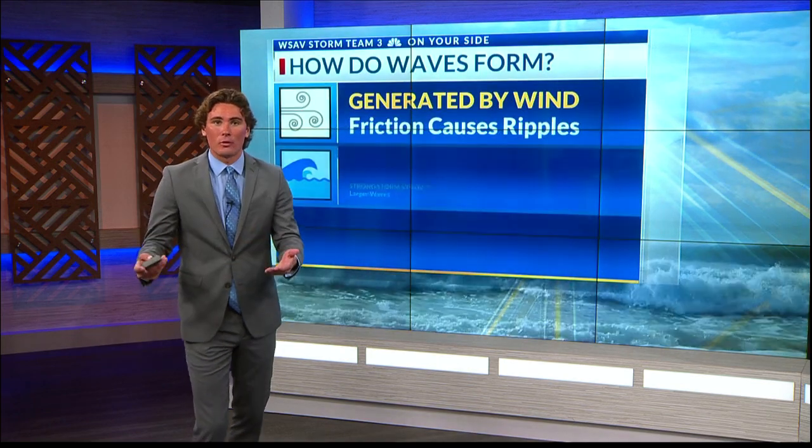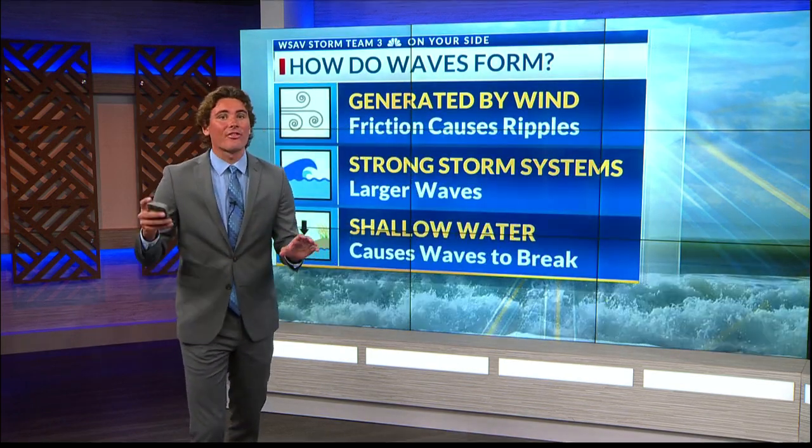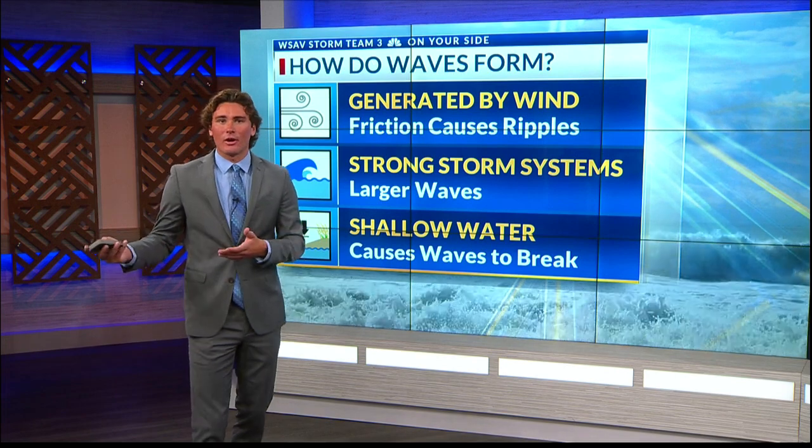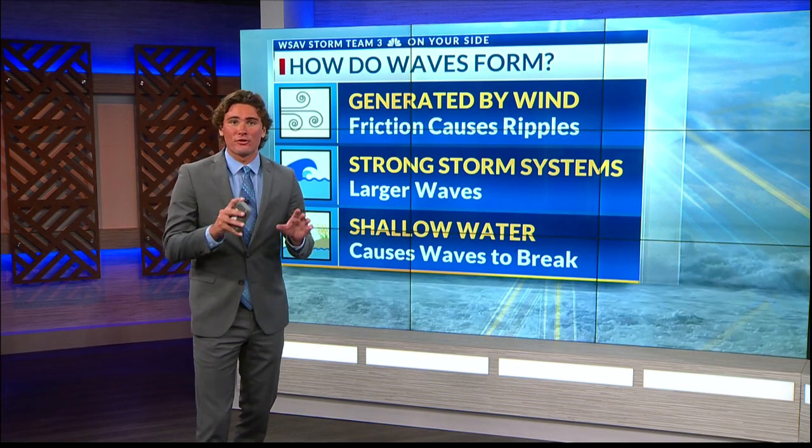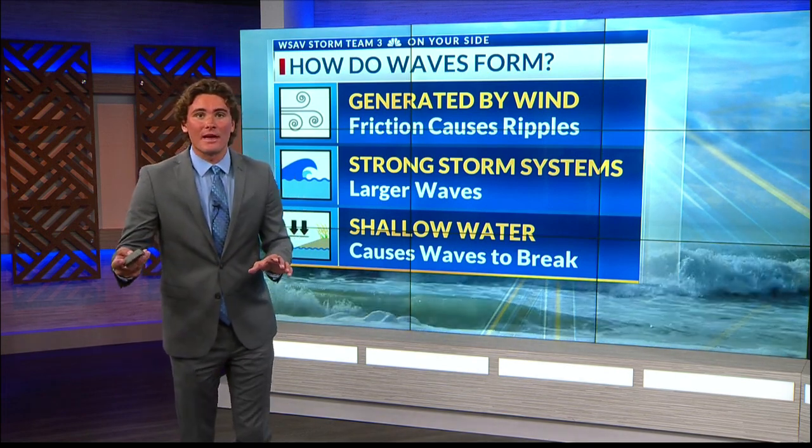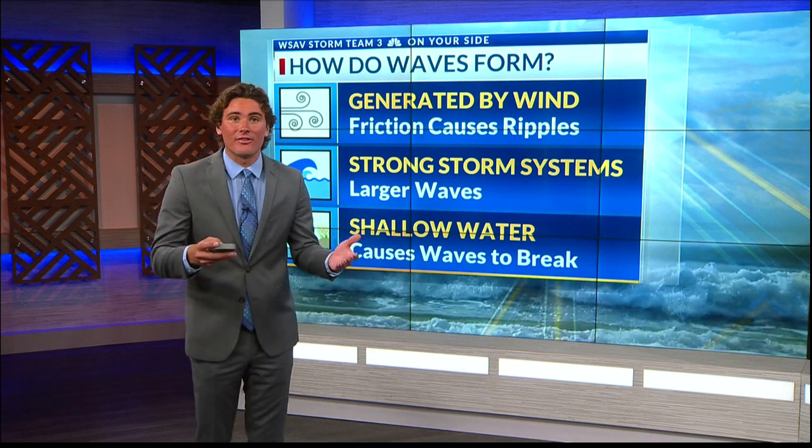So wave formation happens through interactions with wind and the ocean surface. As the wind blows, the force of friction transfers energy into the water, forming small ripples. Now, as the wind speeds increase, like during a hurricane, for example, those ripples grow into larger and larger waves, sometimes upwards of 50 to even 60 feet.